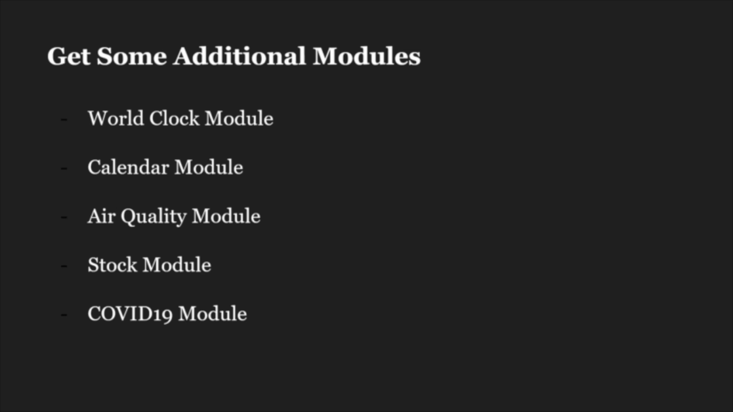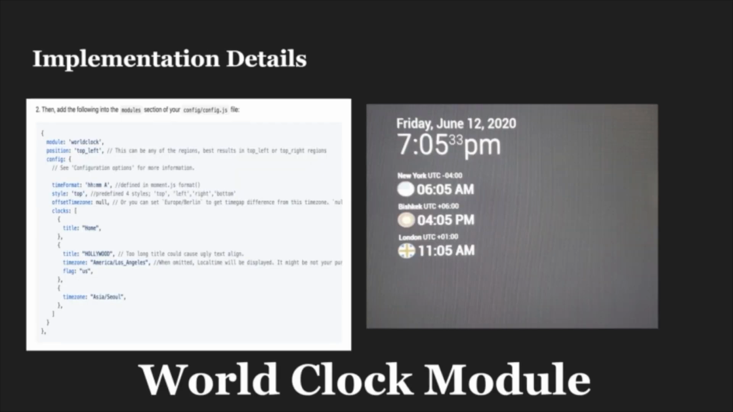The current weather module is already set in Magic Mirror as a default. We had time to apply people-made modules beyond the default ones. We added world clock, calendar, air quality, stock, and COVID-19 modules. In order to install additional modules instead of default modules, you should clone the module's GitHub repository. This screen has a clock module appended, as if the weather module was appended before.